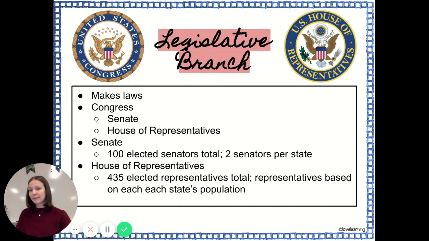And then the House of Representatives, there's 435 elected representatives total. Representatives are based on each state's population. What that really means is, for example, Michigan has 14 representatives in the House of Representatives. That's based on our population as a state. New York has 27 representatives in the House of Representatives because they're a much larger state. So again, it's based on population, so that we have an equal amount of representation per population.